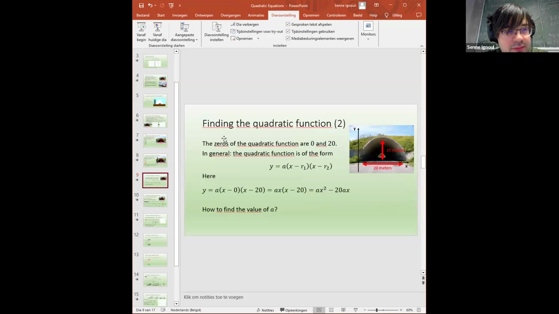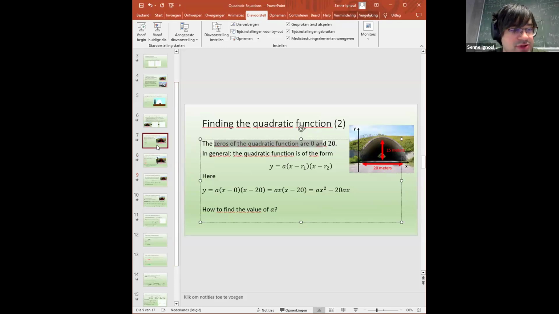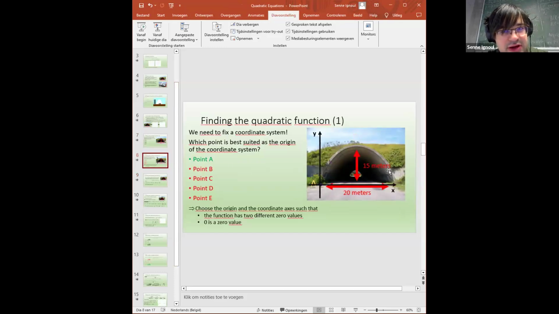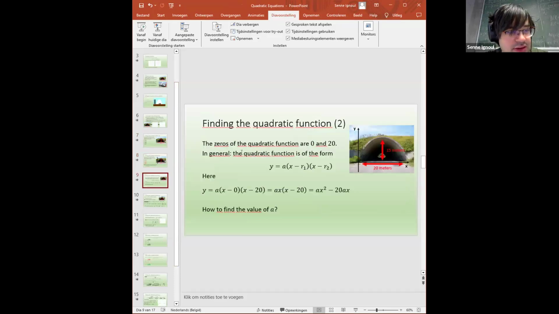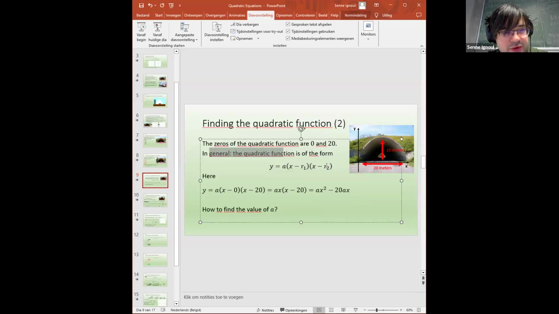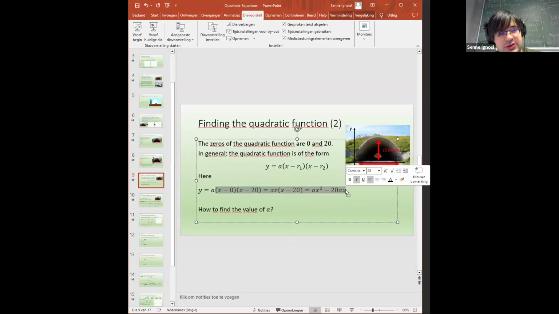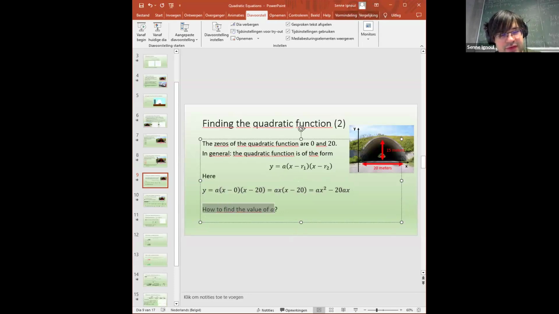So after that, I will ask them what the zeros are. So I will ask here, what are the zeros of this quadratic function? They're 0 and 20 because it's 20 meters. And then I will remind them of the general form of a quadratic function, which you can write like this. And then I will let them think, okay, which of these do we already know? Then it would be r1 and r2 because those are the zeros. So you can just plug them in and you find this expression. So we only need to find the value of a.